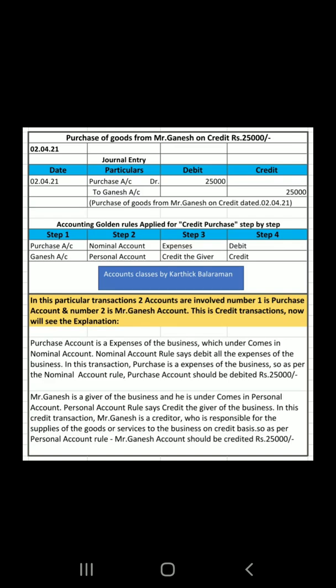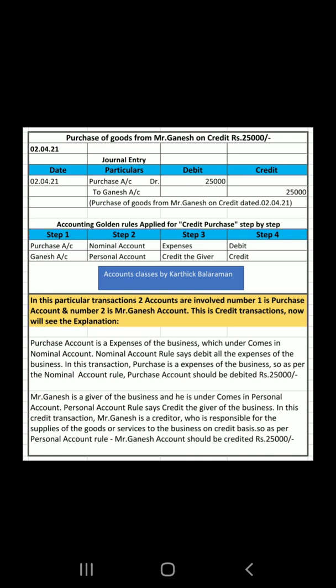Today we are going to see how to pass a credit purchase journal entry. The question you can see there: Purchase of goods from Mr. Ganesh on credit, rupees 25,000. I will repeat the question: Purchase of goods from Mr. Ganesh on credit, rupees 25,000. Now we will see the journal entry of this transaction.